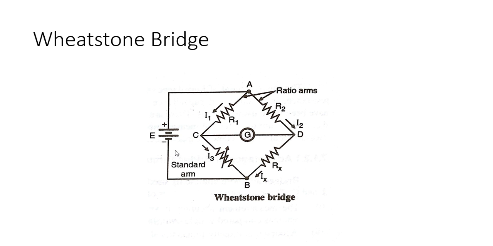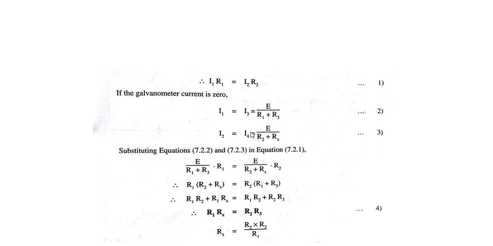So if you consider this as a total loop, then voltage divided by resistance. So resistances are in series, so that's why they are added, R2 plus Rx. So I2 is equal to I4 is equal to E divided by R2 plus Rx. Okay, so these three equations we have got till now. This is equation number 1, this is equation number 2, and this is equation number 3.